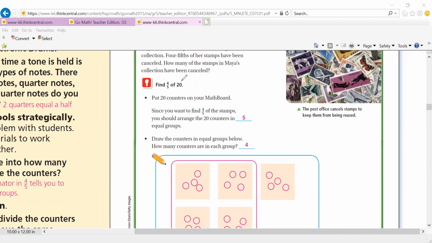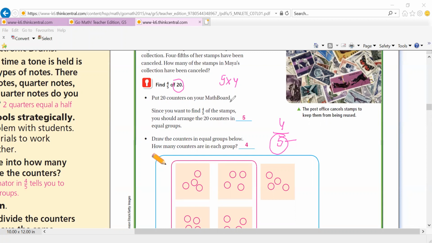There are 20. So there are many things you can make 20. You can make 5 groups with 4 each. Since you want to find 4/5 of the stamps, you arrange 20 counters in 5 equal groups. Because it is 4/5, how much is the total? Total is 5 and 4 is the part.